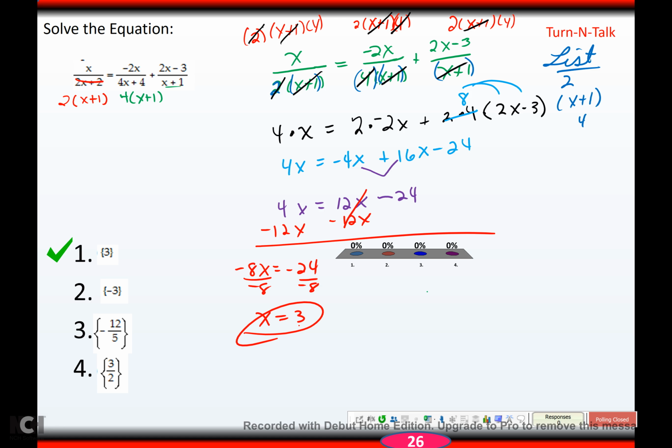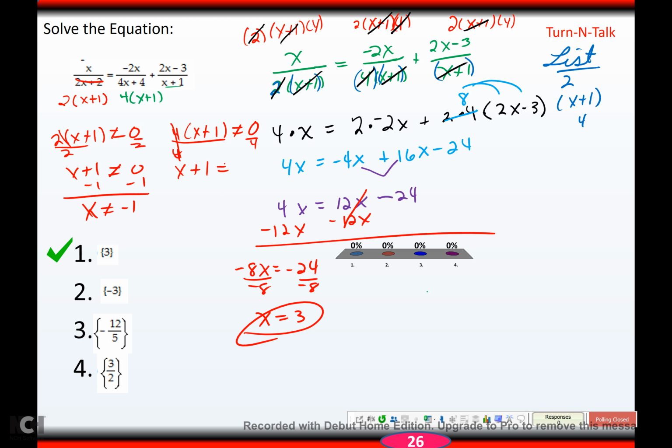Maybe. You've got to go back and check. If I go back to my factor, I can say 2 times x plus 1 may never equal 0. Divide by 2. X plus 1 may never equal 0. Minus 1. X may never equal negative 1, which I didn't get, so good. My next denominator, 4 times x plus 1, may never equal 0. So divide by 4. I get x plus 1 can never equal 0, so subtract 1, so x can never equal negative 1. Yeah, I got that.